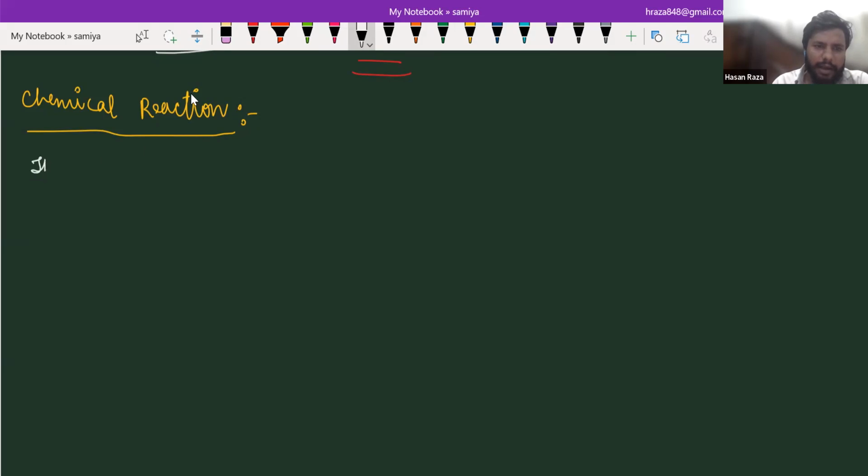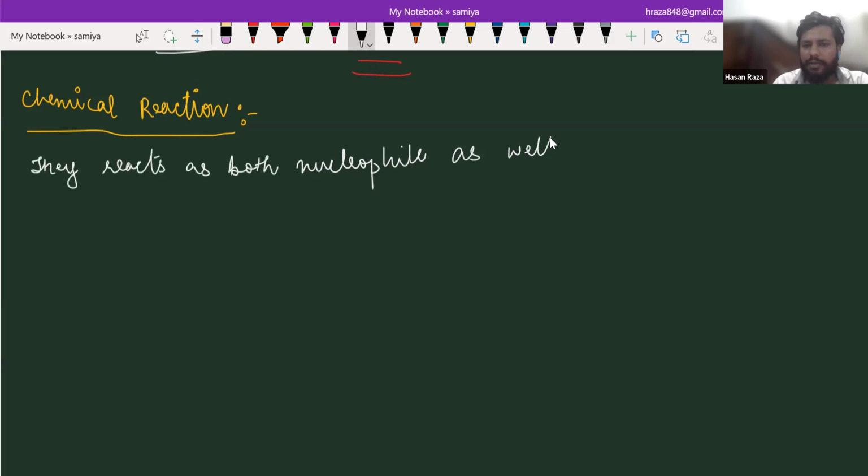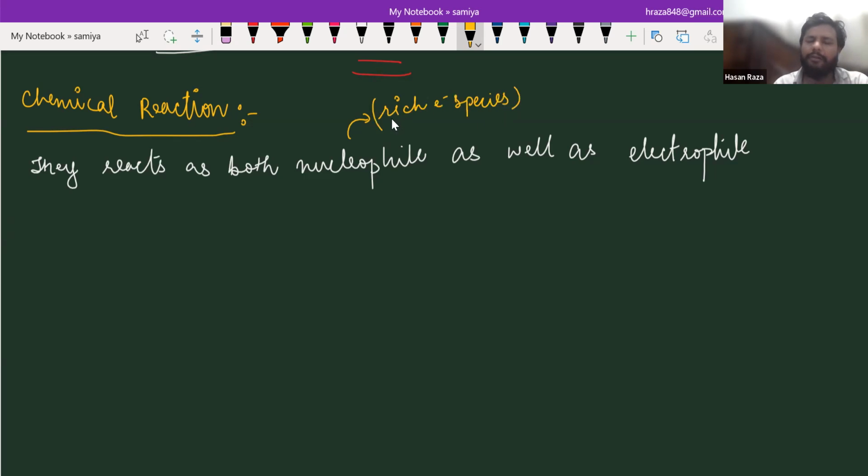So basically, alcohols react as both nucleophile as well as electrophile. Everyone knows that nucleophile means nucleus lover. Nucleus means basically positive, so it is a positive lover. That means basically a nucleophile is an electron-rich species. The species which are rich in electrons, that have a lot of electrons, like in the form of negative charge or lone pair, are called nucleophiles.